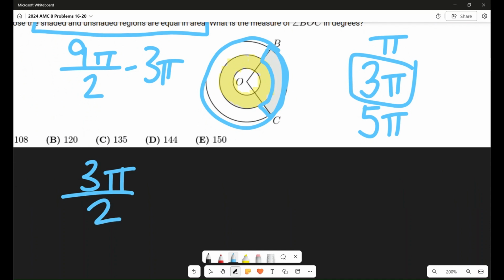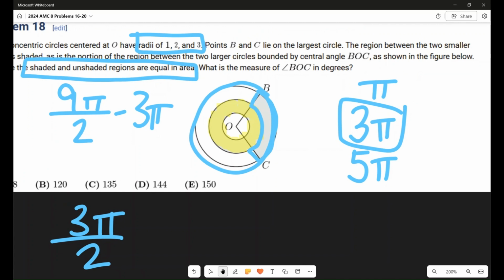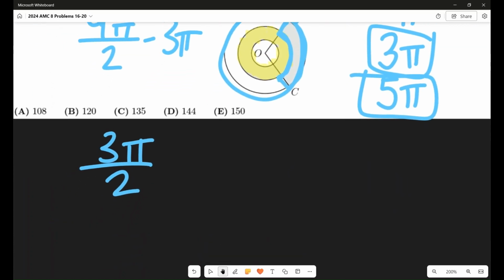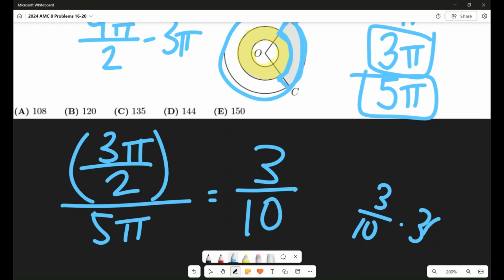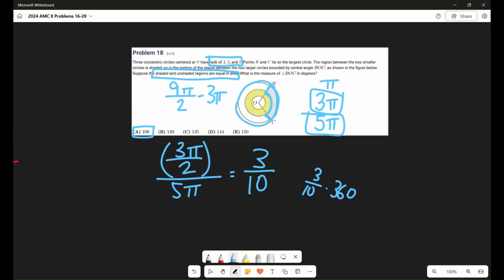So now, since we want to find the measure of angle BOC, we want to find what fraction of the whole outer ring, which has an area of 5 pi, is just this portion, which we found to be 3 pi over 2. So we can calculate that out. And that's just equal to 3 over 10. So angle BOC is 3/10 of the whole circle, which is 360 degrees. So what we're looking for is 3/10 times 360, and that is 108. And we can move on.